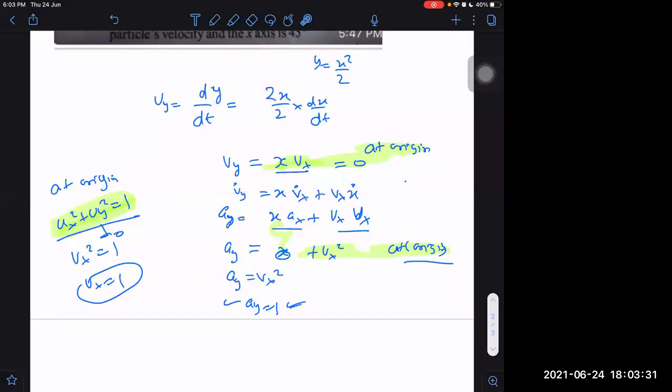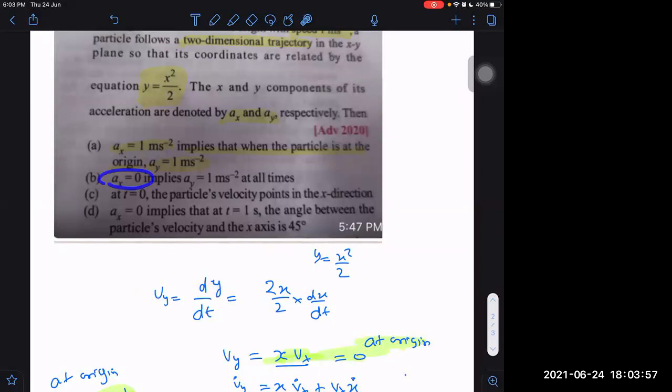Acceleration along the x-axis is 0. But at all times, Ay will be equal to Vx square, that is for sure, right? Because Ax is 0. And if Ay is always equal to Vx square, it means Vx equal to 1. Vx is only 1 at the origin, but they asked at all times. Listen, it is always 1 only because Ax is 0.